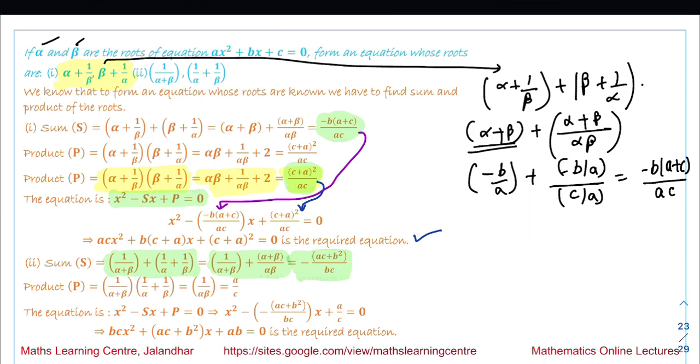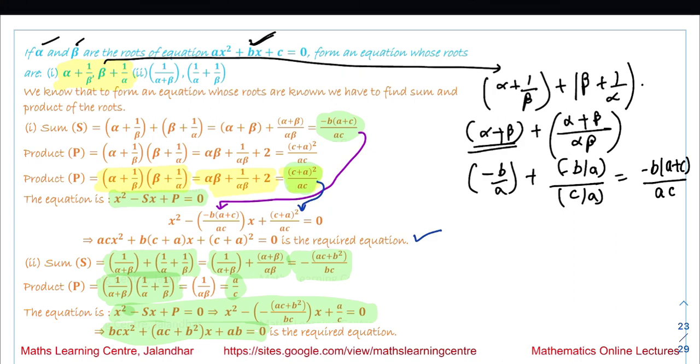These calculations you can try on your own. The product of the roots we have calculated. These are the product of the roots of the new equation. The answer we will get is a over c. We will substitute these values in this formula and we will get the equation in this form. This is the new equation.